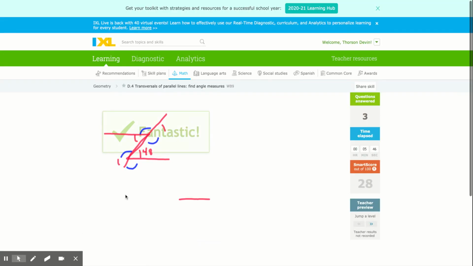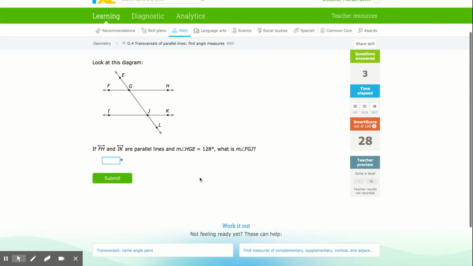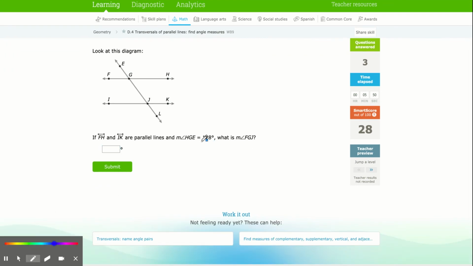This will get easier and easier, and you'll be able to see the images a lot faster as you do this. HGE, that's this big one here, is 128. And now, do they want a big angle or a small angle? FGJ. So I come over here and find FGJ. Well, that's another big angle going from F through G to J. So it's another big angle. It's 128.